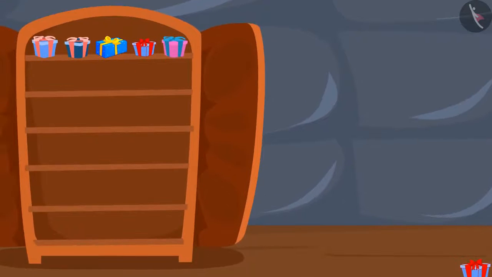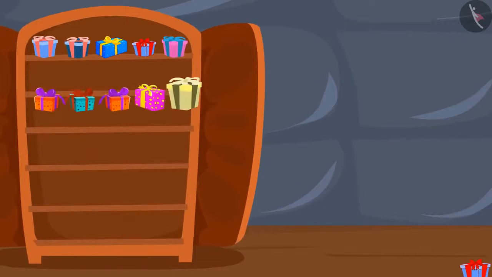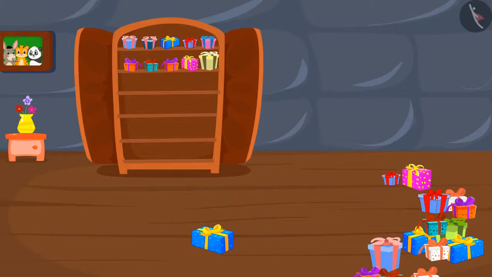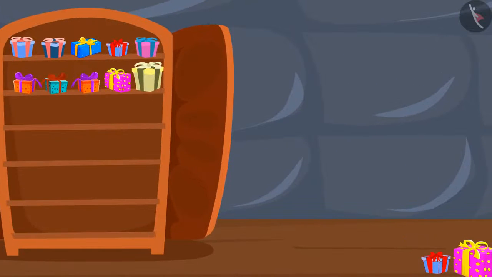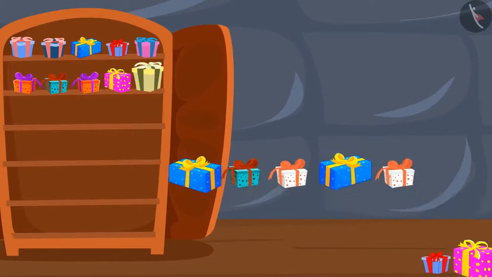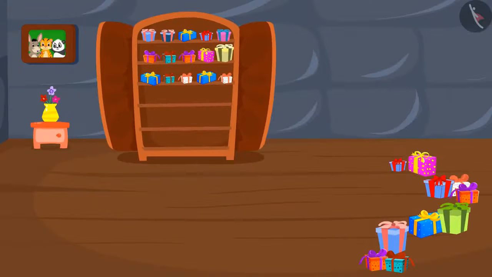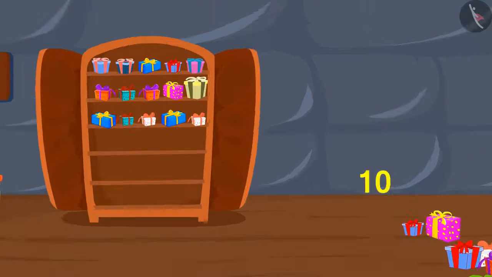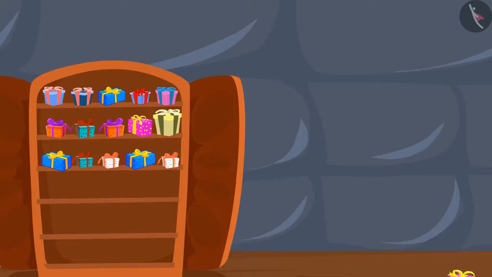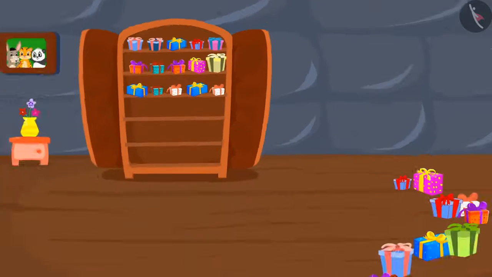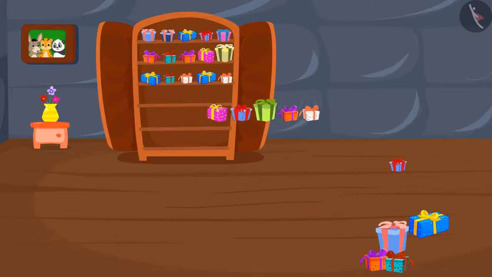Now we will keep 5 gifts on the second shelf. So now we have 15 gifts. Now we will put 5 gifts on the third shelf. We have 10 gifts now. Now we will keep 5 gifts on the fourth shelf.